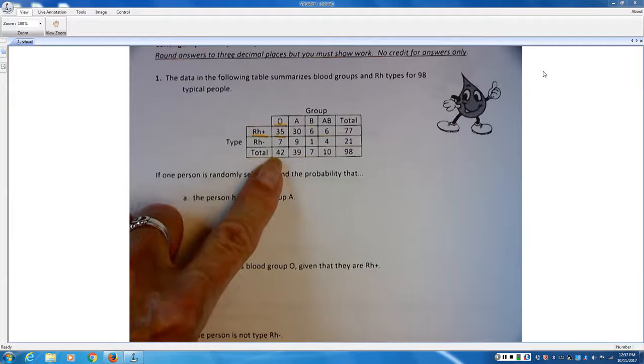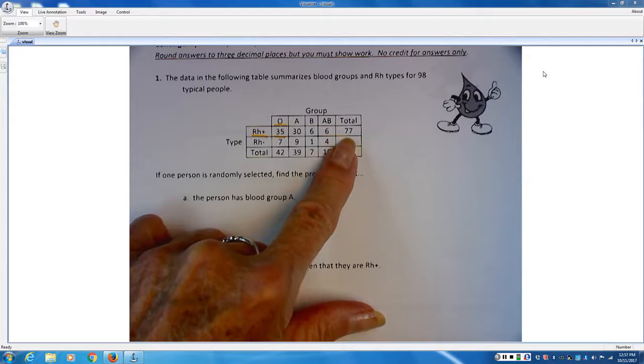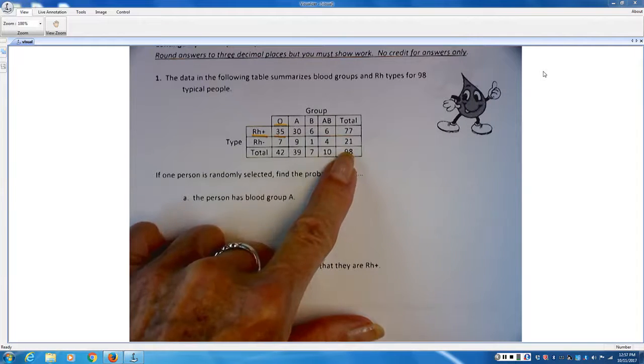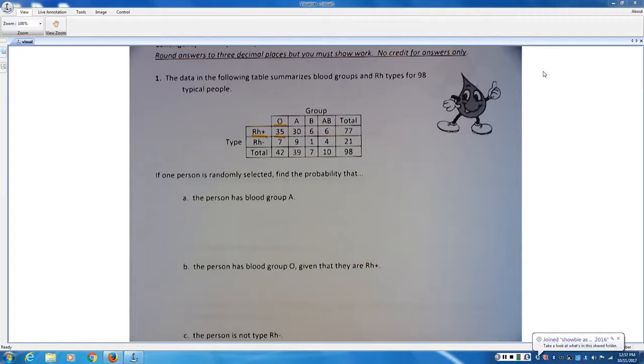There were a total of 42 people that had type O blood. This is the 98 people that were in the entire group. 77 of the people had the Rh factor, 21 of them do not. And these are the various totals for the blood types. We're going to use this table. It's called a contingency table or a two-way table. We're going to use this contingency table to answer some questions about probability.